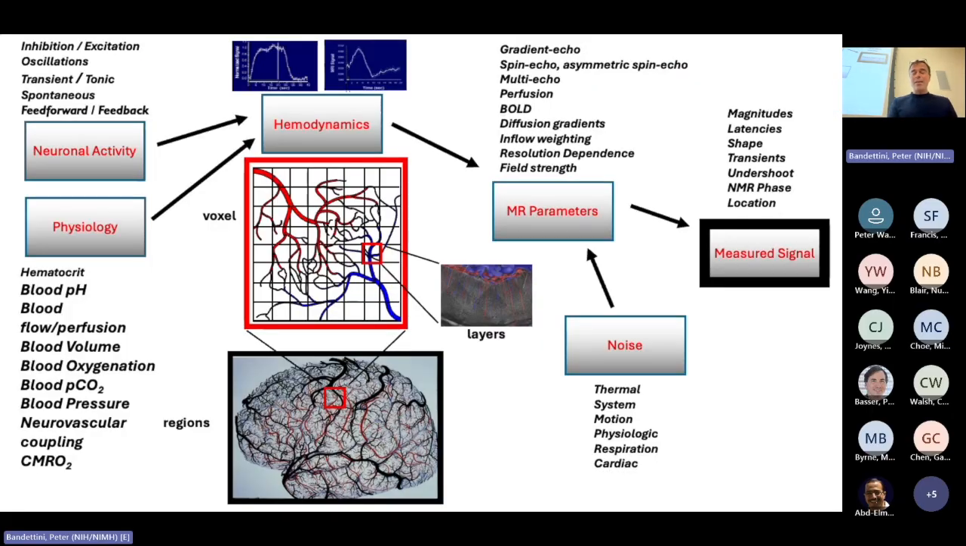And I'd like to end with this diagram. I'm not going to talk about it at all, but it's just to give you a perspective that what we're measuring is this right here. And there's many ways we can measure things. We can look at magnitudes, latencies, shapes, the transients, the NMR phase, which I didn't even talk about, and the locations. And you have influences of noise. You have many different pulse sequences that I didn't even really touch upon that much, but I touched on most of these that can modulate what the signal is and how it's related to what you measure.